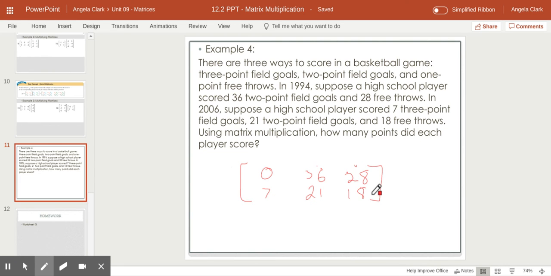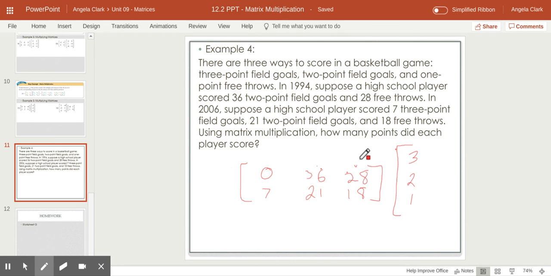So now I need to multiply it by something, and I want to know how many points they scored. So I want to multiply this matrix by the number of points that each one of these is worth. So I'm going to multiply it by 3, 2, 1, right? Because this column is worth 3, so I want to multiply that by 3. This column is worth 2, so I want to multiply that by 2. And this column is worth 1, so I want to multiply it by 1.